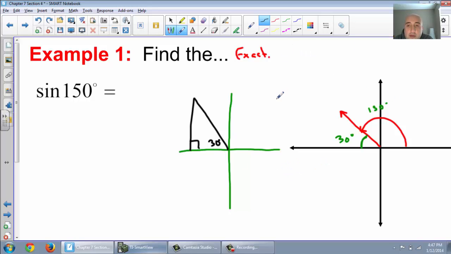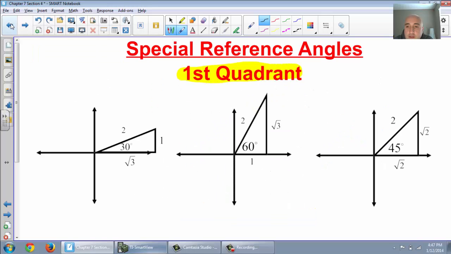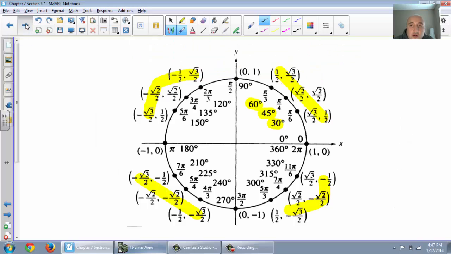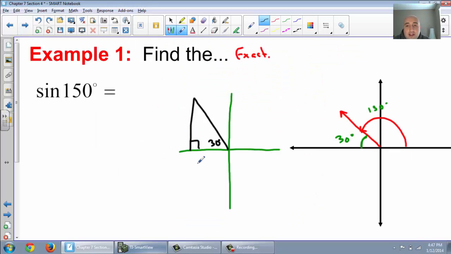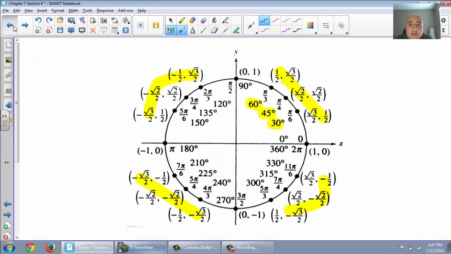Okay, so now let's go back. This is a 30-degree triangle in the second quadrant. Now if we look at our triangles, here's our 30-degree triangle in the first quadrant. What is the x value in this triangle? If you noticed, it is square root of 3. Okay, now for our triangle, however, we went to the left, so we have to have negative square root of 3.